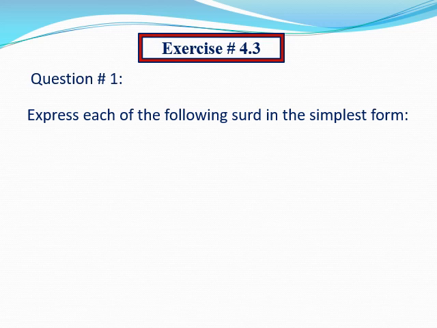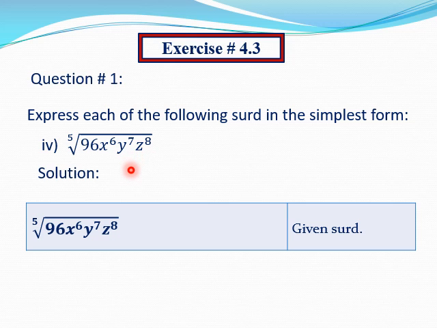Again, question number 1. Express the following into simplest form. And the fourth part, that is fifth root of 96 x raised to power 6 y raised to power 7 and z raised to power 8. Solution. The given surd, that is fifth root of 96 x raised to power 6 y raised to power 7 and z raised to power 8.